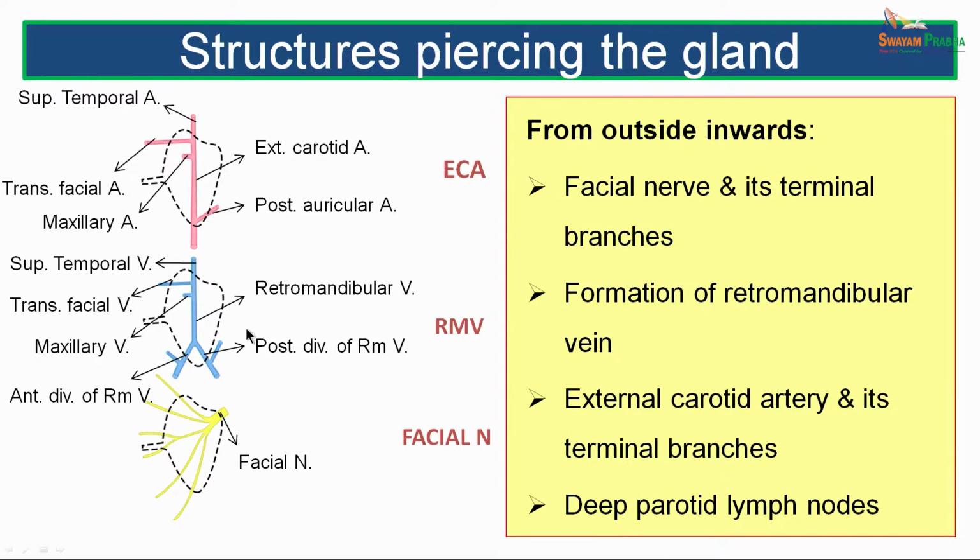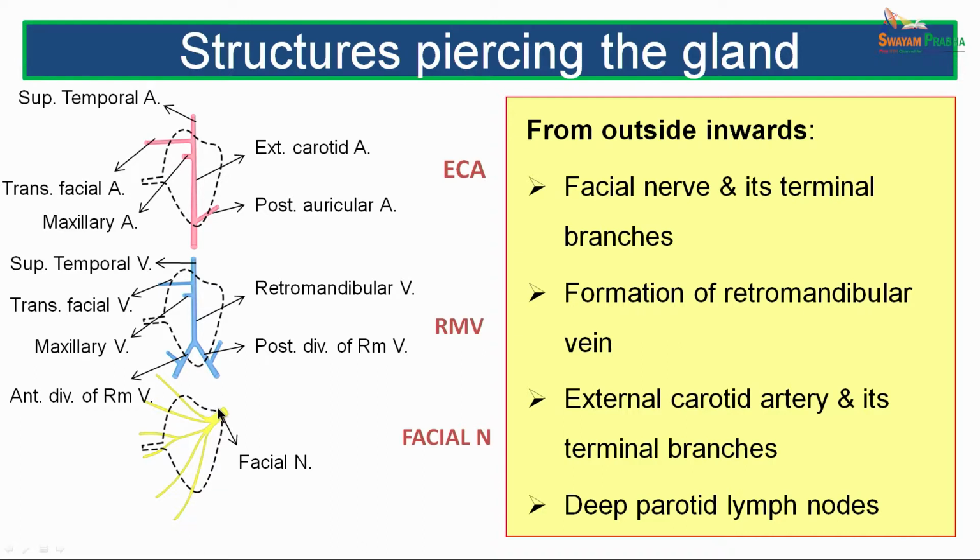Next is the retromandibular vein. The superficial temporal vein enters the gland, receives one of its tributaries, that is the transverse facial vein, and later joins with the maxillary vein to form the retromandibular vein. The retromandibular vein then divides into its two divisions, that's the anterior division and the posterior division, which leave the gland near the apex. The third structure which is present inside the gland is the facial nerve.